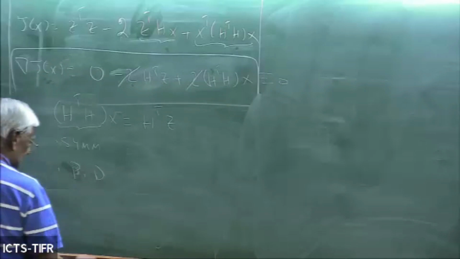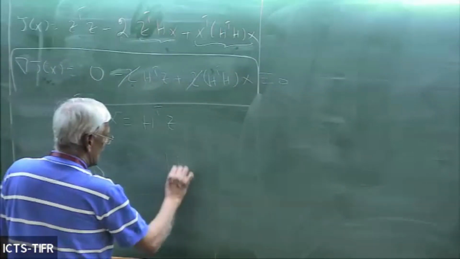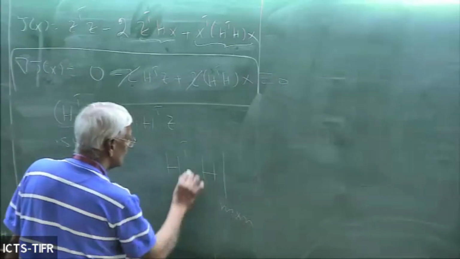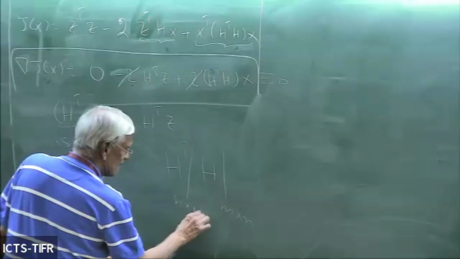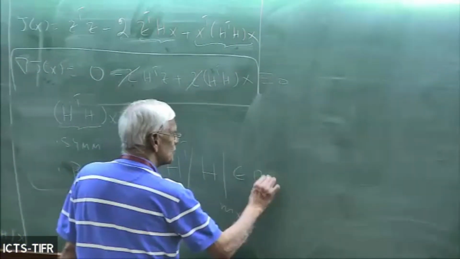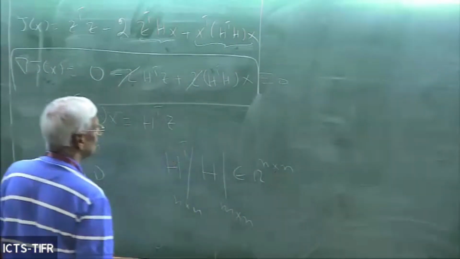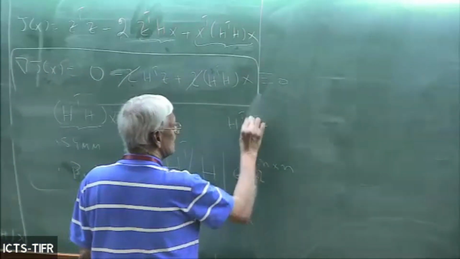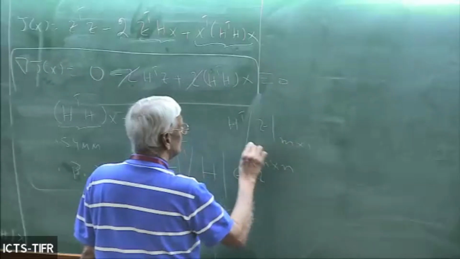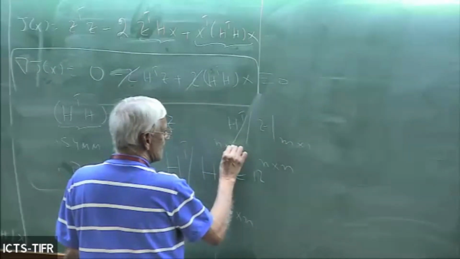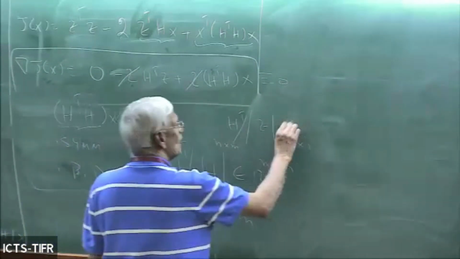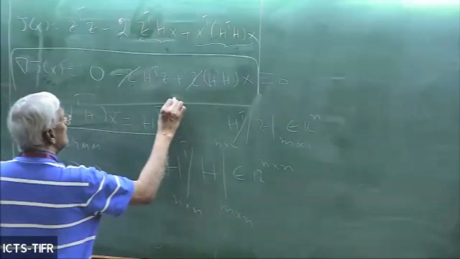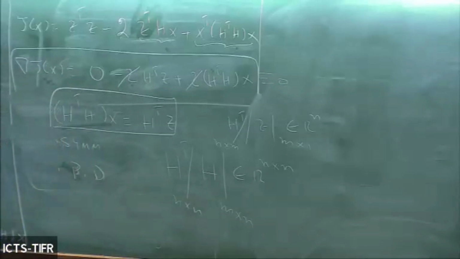Okay, now let's look at this matrix once more. H transpose H. H is an m by n matrix. This is the transpose, n by m, so the product belongs to n by n. Same thing, H transpose Z. Z is m by 1. This is n by m. So this also belongs to Rn. So this equation is a linear equation in Rn.